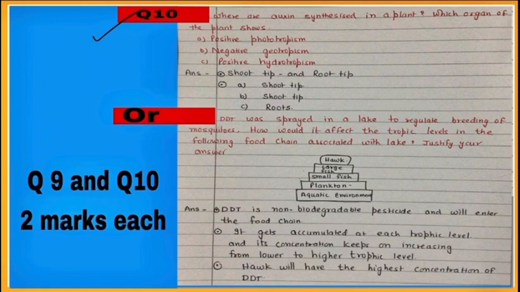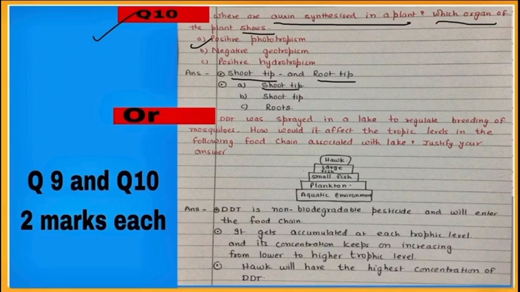Question 10. Where are auxins synthesized in a plant? Auxins are synthesized in shoot tip and root tip of the plant. Which organ of the plant shows A. Positive phototropism? Shoot tip shows positive phototropism.